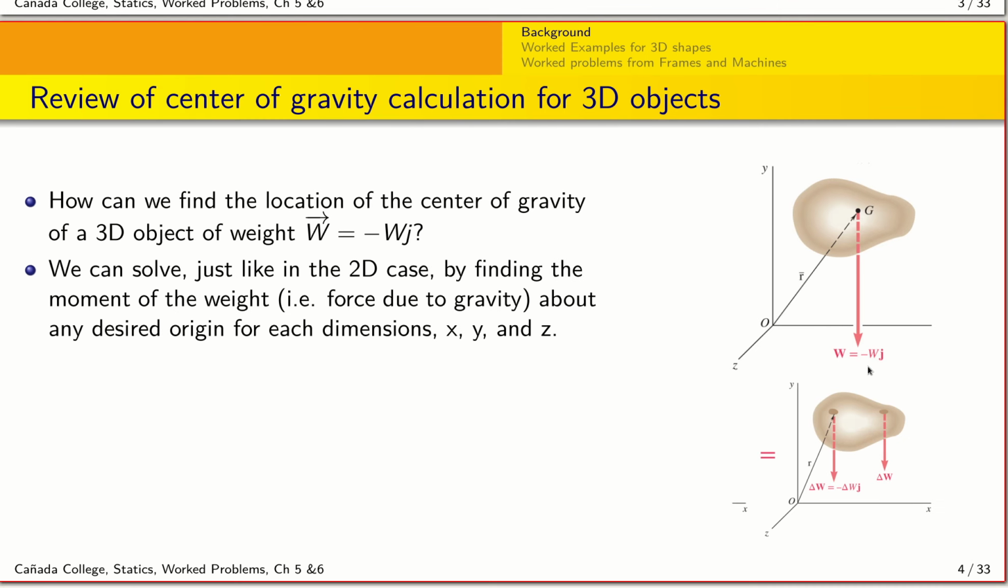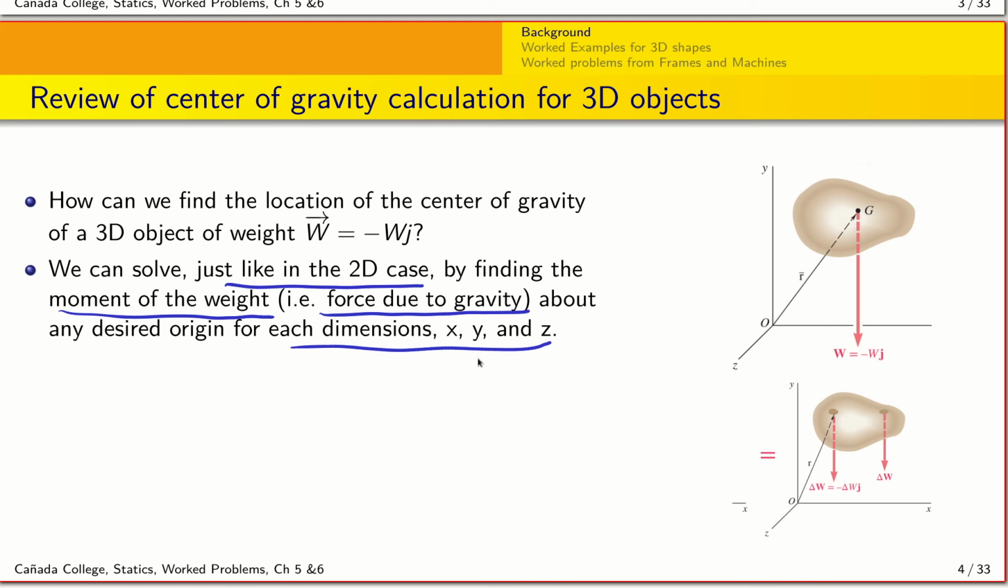If you remember, what we did in the 2D case was that we find the moment of the weight, right? Remember, weight is the force due to gravity, and we are applying equilibrium of the moments, and from that, when we calculate the moment of the weight about each of the dimensions or the coordinates x, y, and z, then you would have basically solved for the 3D case. If it was 2D, you would have a pair, either xy or xz or yz.